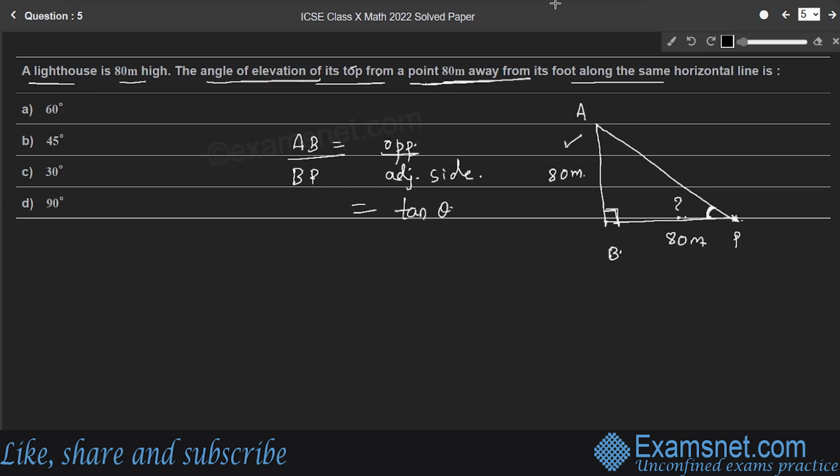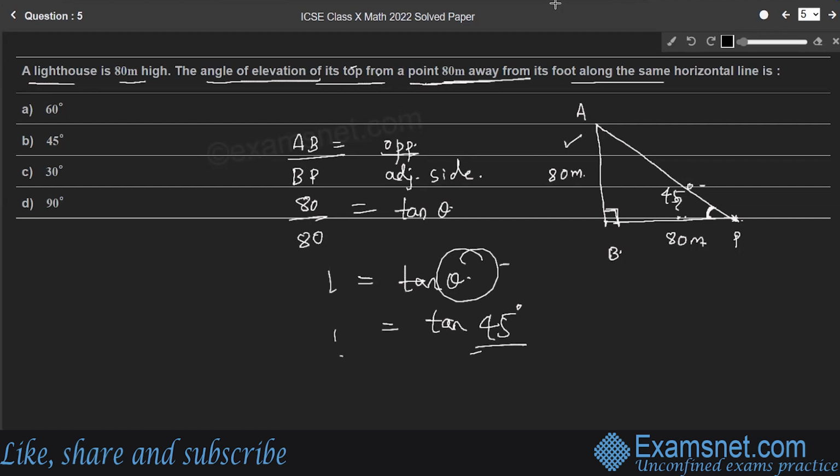So opposite by adjacent side is tan theta. So what is tan theta? It is 80 by 80, which is 1. 1 is equal to tan theta. So what is theta here? Theta is nothing but 45 degree, because tan 45 is 1. Therefore, the angle of elevation is 45 degree, right? Therefore, option B.